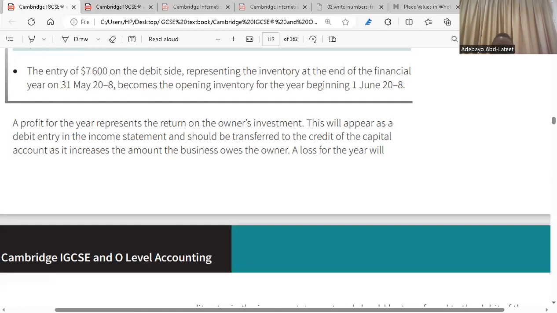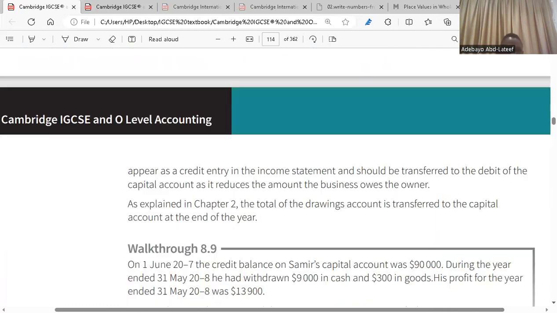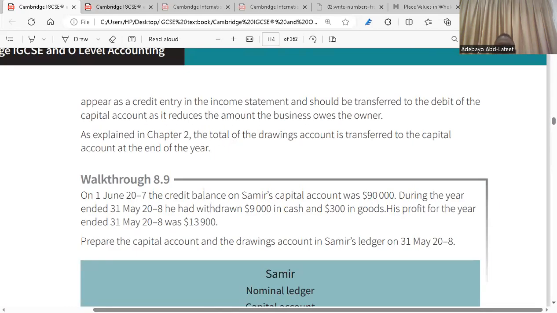So a profit for the year represents a return on the owner's investment. So the profit we get after gross profit has been added to income less expenses, that profit that is made is the return on investment for the owner. So that is the money we made after paying all our expenses, paying our taxes, paying our interest. So what is left is the profit of the owner, to be transferred to the statement of financial position.